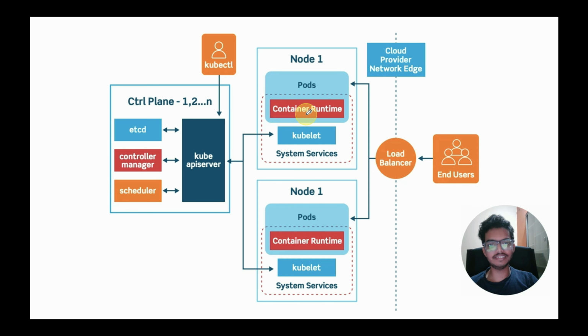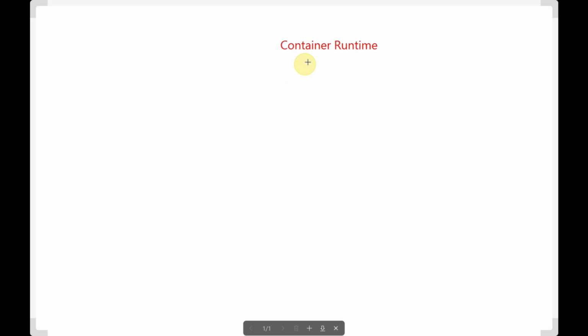The next component is the container runtime. The container runtime is responsible for managing the containers in the node. Let's check this out in detail now. The container runtime works under the kubelet to pull the container images, start the containers, and manage their lifecycle. Actually, the container runtime is software that handles the low-level task of running the containers. Let's see the key responsibilities of the container runtime.